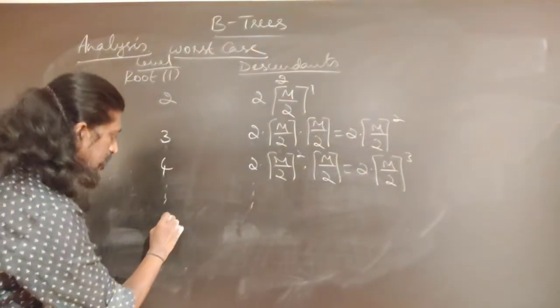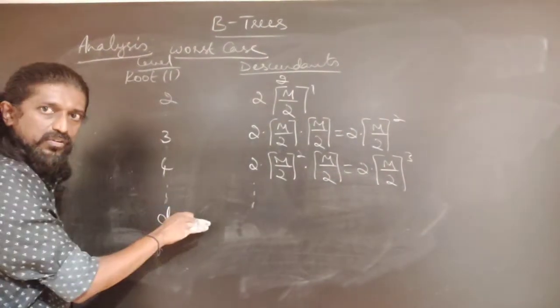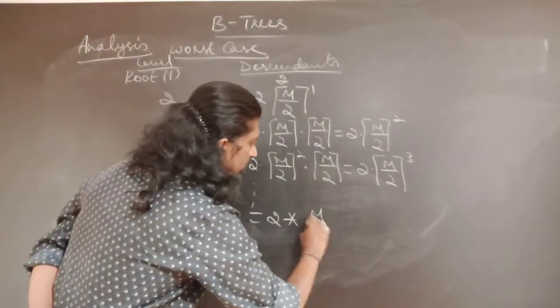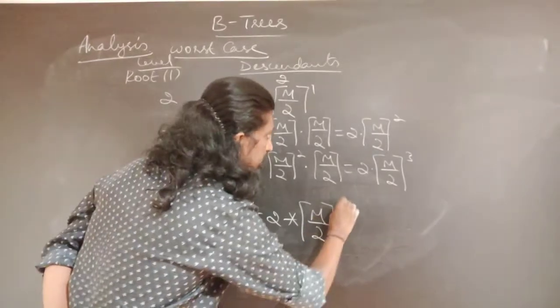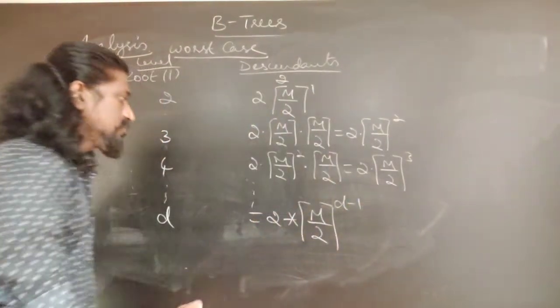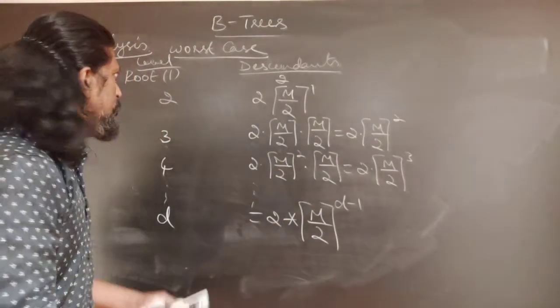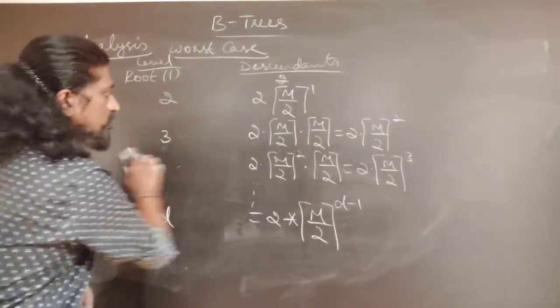So if we go to a depth d in this fashion, it will have 2 into m by 2 to the power of d minus 1 number of descendants.